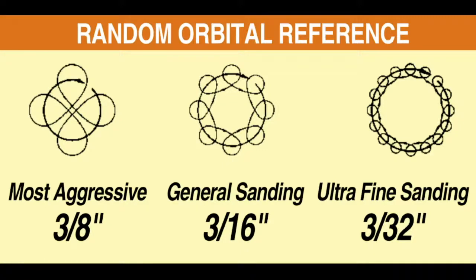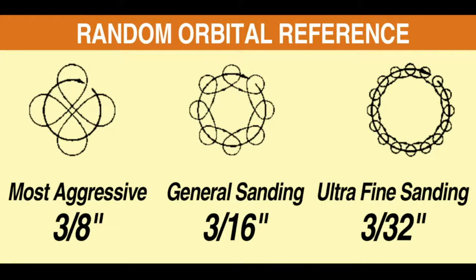The next is the 3/16 orbit. This orbit is the most common. Most of everything we carry, and most of the stuff that if you go down to your local hardware store or your local retailer, you're more than likely going to find is a 3/16 orbit. Middle of the road, very good.